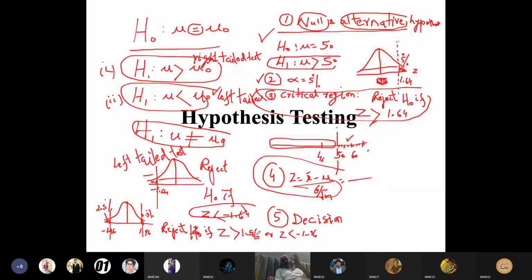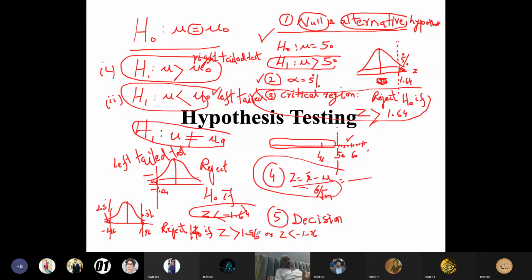So three alternatives exist against the null hypothesis. Against the equal sign, three signs exist: greater than, less than, and not equal. Within 5 steps, the solution procedure completes. Within the first step, we define the null and alternative hypothesis. Within the second step, you define the level of significance. Then you call it alpha.